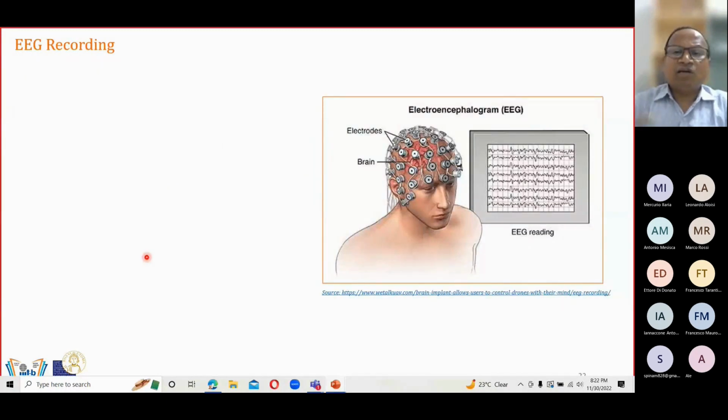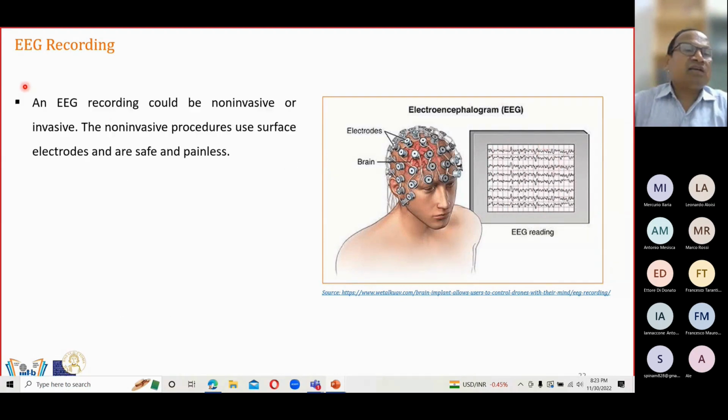Now coming to EEG recording, I was mentioning that this is a structure which is placed over the scalp of a human brain. And you look at these points, these are electrodes. All those electrodes are the nodes from which the signals are recorded. And this is what the EEG signal looks like. So all the EEG signals are there.